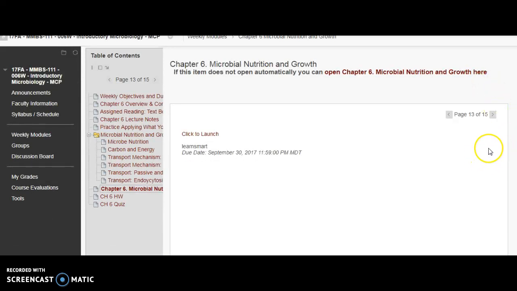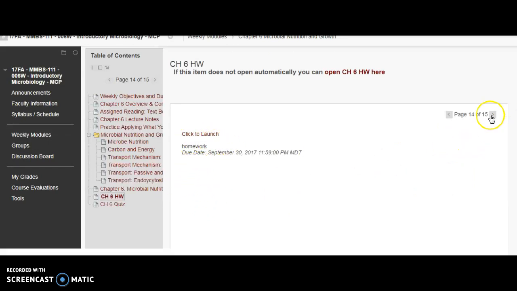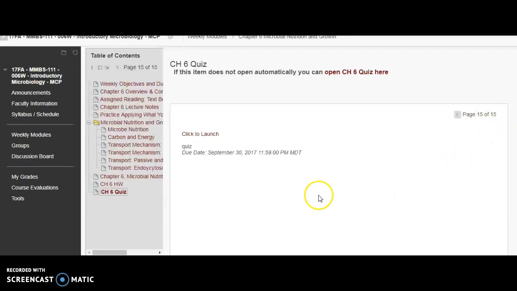All right, and then you have your actual assignments. So page 13, 14, 15 are those actual assignments. Here is your Learn Smart activity. All right, again, due Saturday night. You have your Chapter 6 homework Saturday night, and then quiz 6 over this week's material.